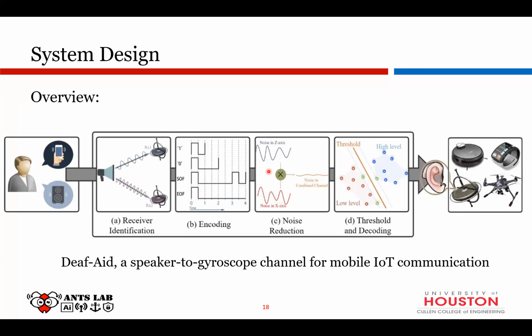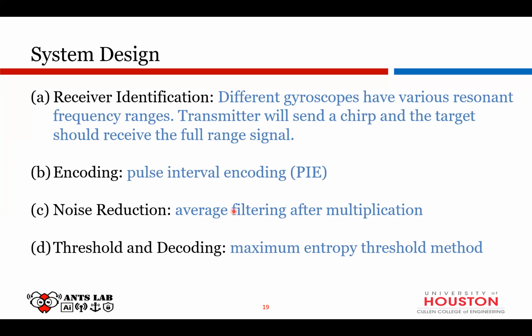And after solving this problem, we can finally describe the design in the following parts. The system, called Depth Aids, has 4 parts: receiver identification, encoding, and noise reduction, and last, threshold and decoding. These 4 parts make up their system design, and they're all straightforward and reliable. So we can briefly introduce all these parts.